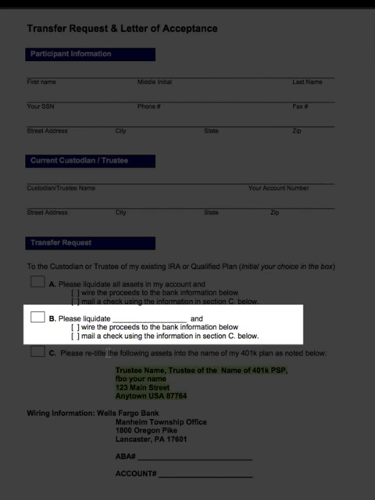That's right here. Or alternatively, let's say you had 100 shares of IBM and you only want to sell off 25 of those shares and have the proceeds of the 25 shares moved over. Please liquidate 25 shares of IBM and wire the proceeds or mail a check. So that's only if you want to have a partial transfer.